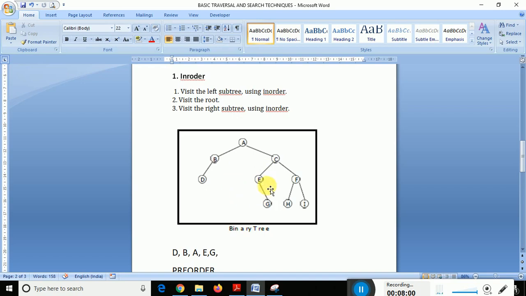Next we'll move to the root position. Which one is the root? C. I have written C, so that is completed. Next we'll move to the right subtree. In this portion, which one is the left subtree here? H is the left subtree, we have to put it here. Then F is the root, then I is the right subtree. So this is the in-order. This is considered as the in-order.